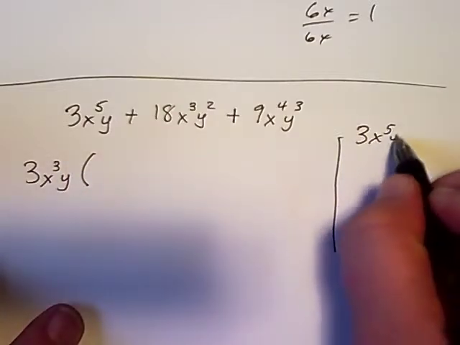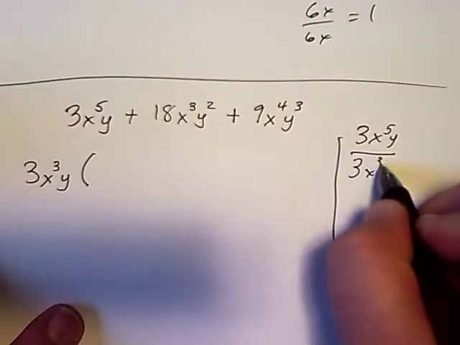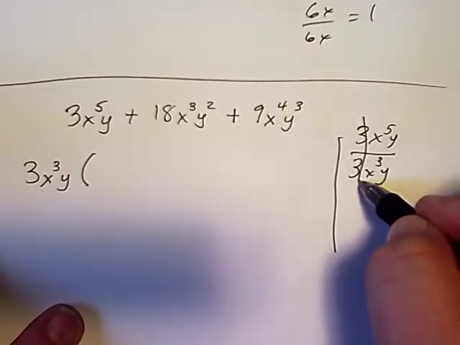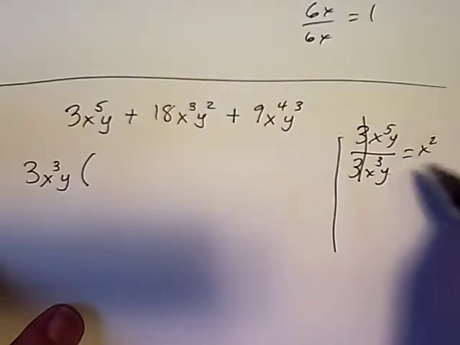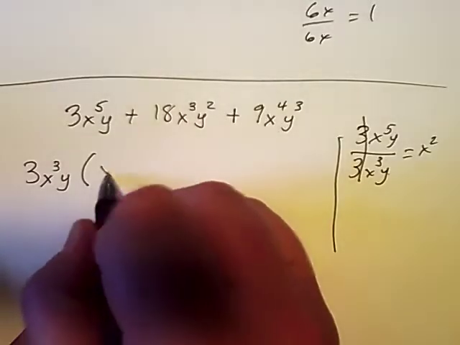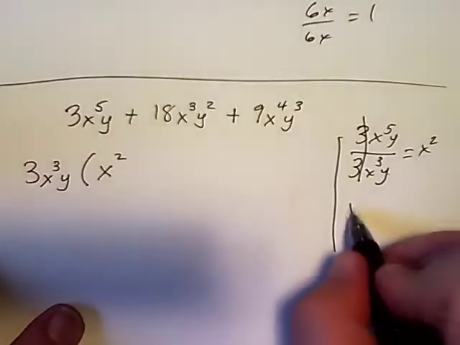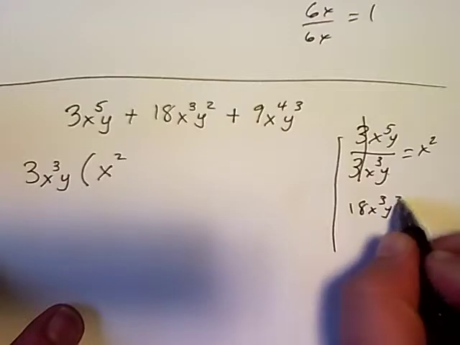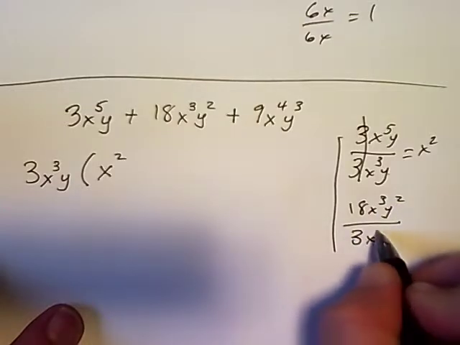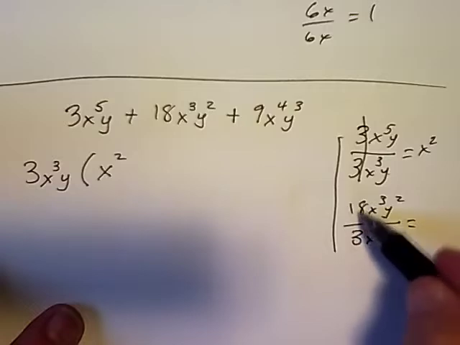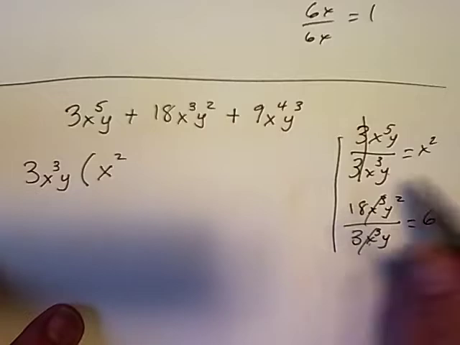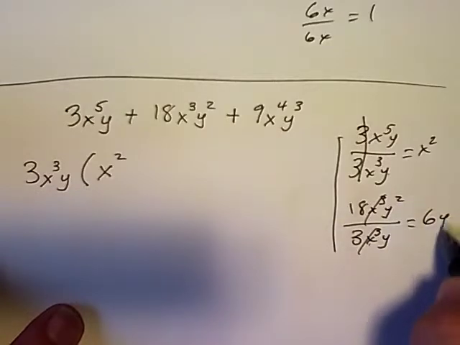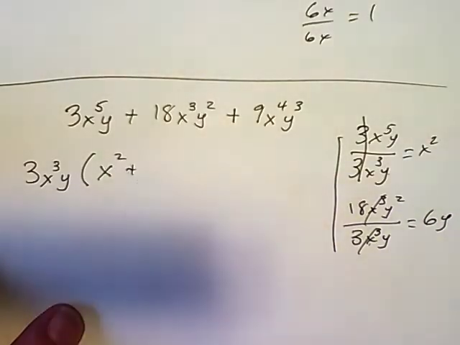So 3x to the 5th y divided by 3x to the 3rd y. The 3's are gone. X to the 5th divided by x to the 3rd is x squared. Y divided by y is 1, and it's done. So I'm left with an x squared. Now I go 18x to the 3rd y squared divided by 3x to the 3rd y. 18 divided by 3 is 6. X to the 3rd divided by x to the 3rd, that's 1 and it's gone. Y squared divided by y is y. So I have a plus 6y.